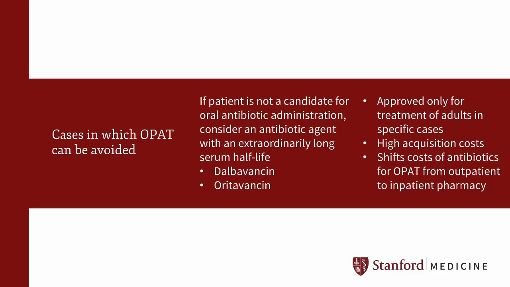OPAT may be avoided in some patients who are not candidates for oral antibiotic administration by giving agents with extraordinarily long serum half-lives, such as dalbavancin or oritavancin, at the time of discharge. In the United States, these drugs, as of April of 2017, have received FDA approval only for the treatment of adults with acute bacterial skin and skin structure infections due to susceptible organisms such as Streptococcus pyogenes and Staphylococcus aureus, including MRSA.